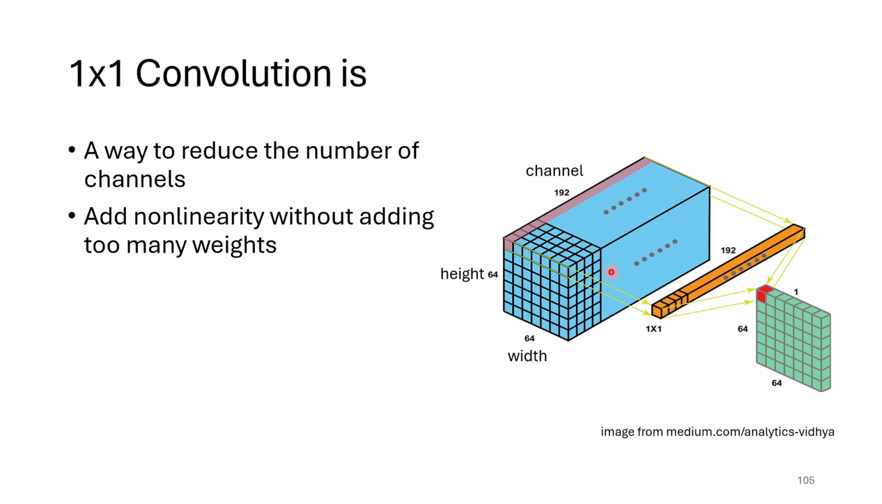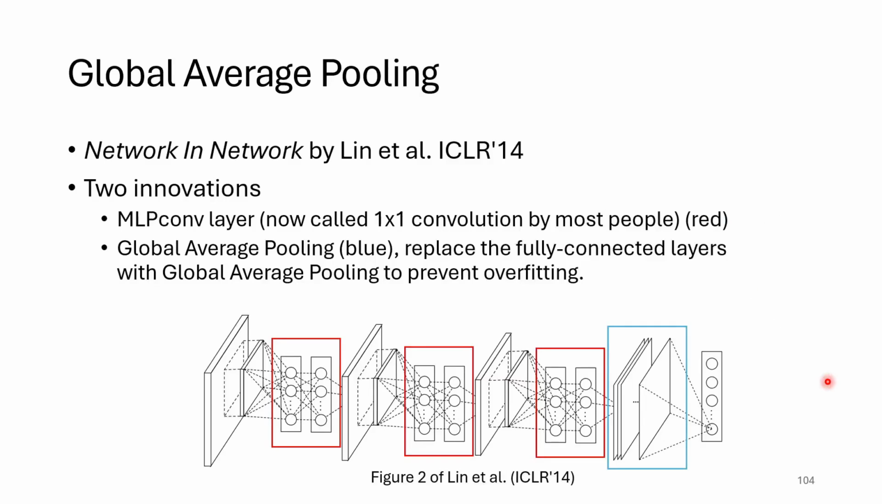You can reduce the 192 channels of the layer into a single channel. So what does it mean? It means you only need a few parameters, and you can increase the nonlinearity of the network. So those are the two novelty points of the Network in Network paper.